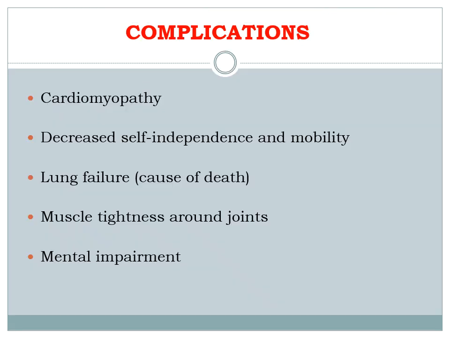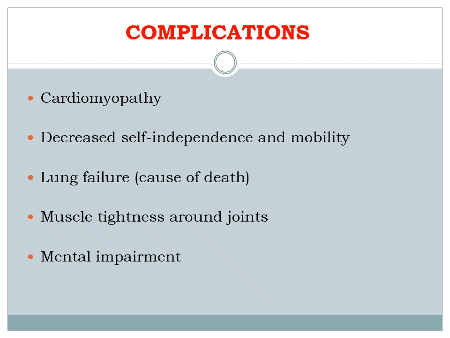What are the major complications present in muscular dystrophy? Cardiomyopathy, weakness of the calf muscle, then decreased self-independence and mobility. They become dependent on others, on other health workers, and they are supported by the family also. Mobility will be reduced. Then lung failure is a cause of death.